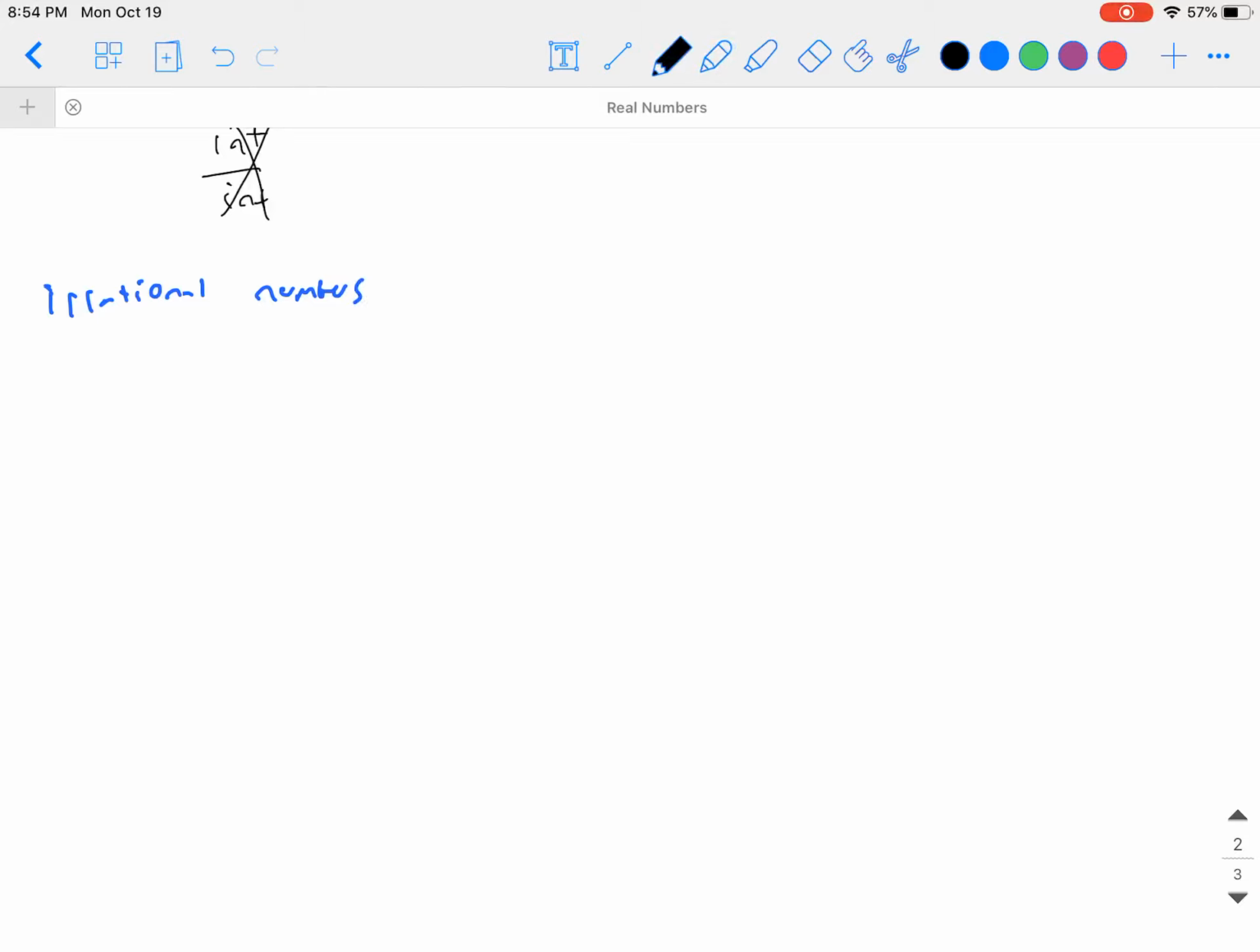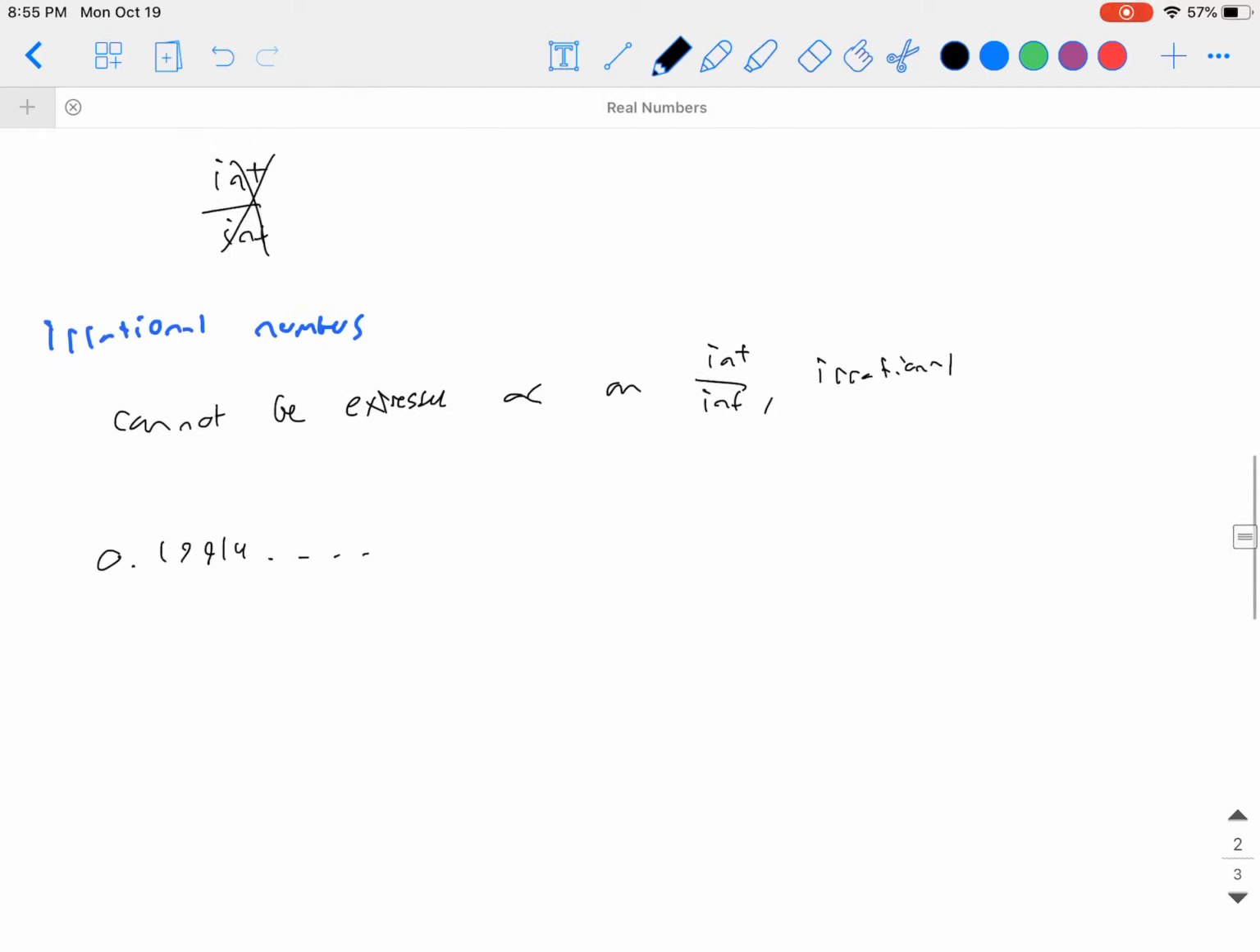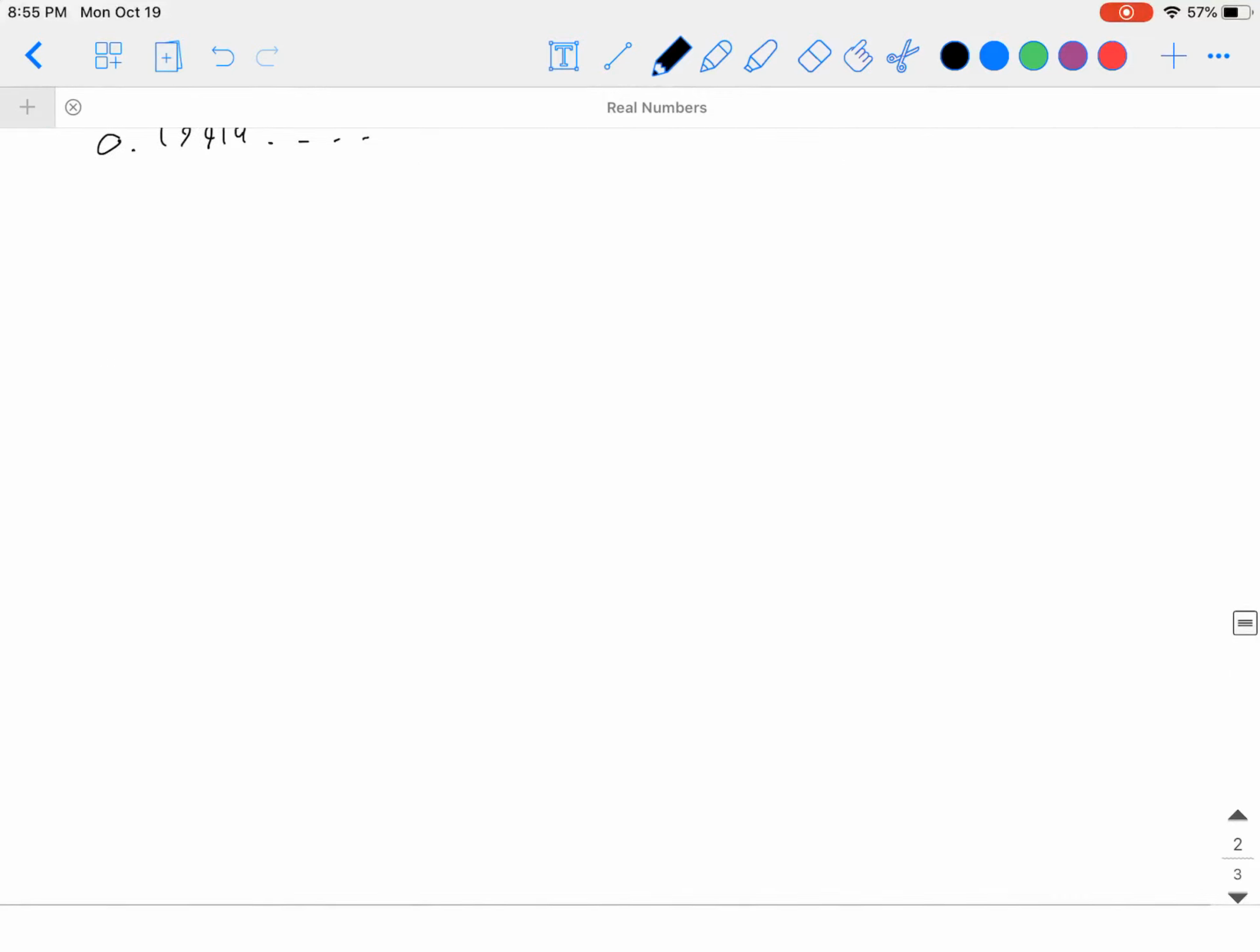The only definition for an irrational number is a number that's just not rational. So thus, if a number cannot be expressed as an int over an int, it is irrational. So we have the previous example of 0.17914 going on forever as an irrational number, but some more examples are pi and the square root of 2.